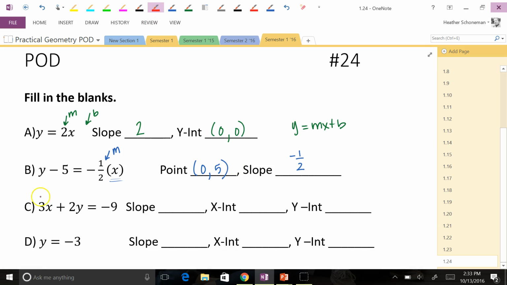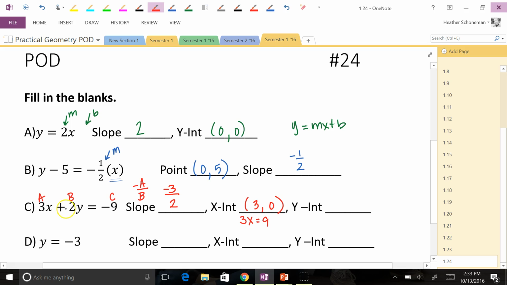On C, C is in standard form, so we have to identify our A, B, and C. The slope is found by taking the opposite of A over B. So the opposite of A would be negative 3 over B, which is 2. The x-intercept comes when we cover up this y, and that leaves us with 3x equals 9. So when I divide by 3, x is 3, so my x-intercept is 3, 0.